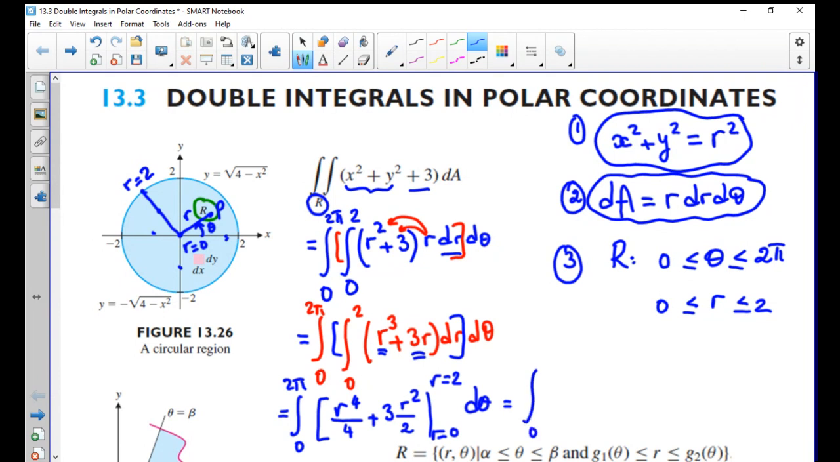Now substitute r equal to 2 inside. So that will give us 2 to the power of 4, which is 16, divided by 4. So that's 4 plus 6. I think it's 10, yes? Yeah, the whole thing is 10.